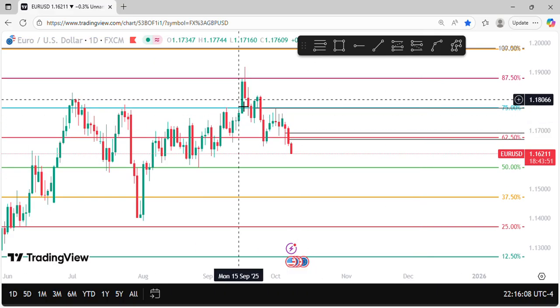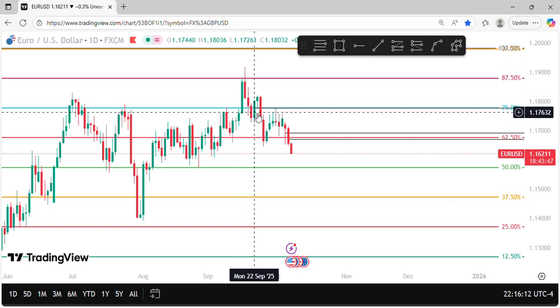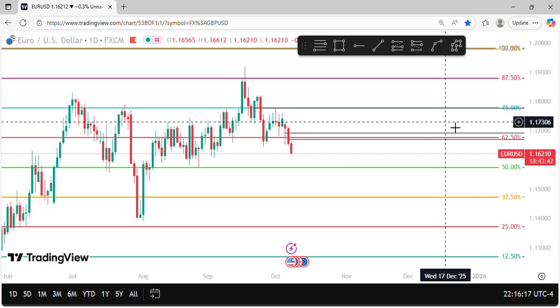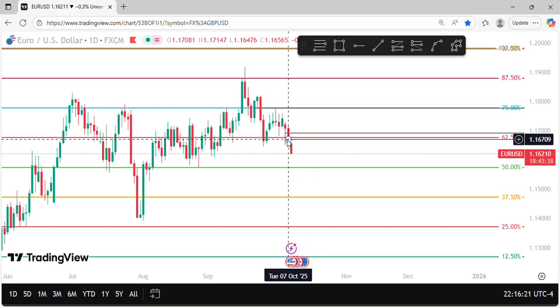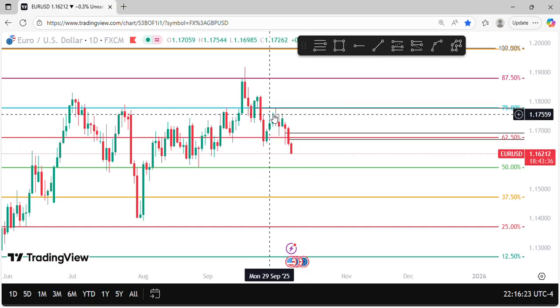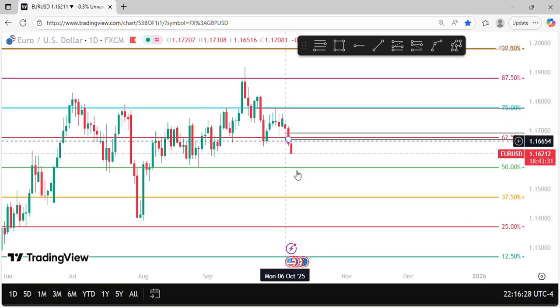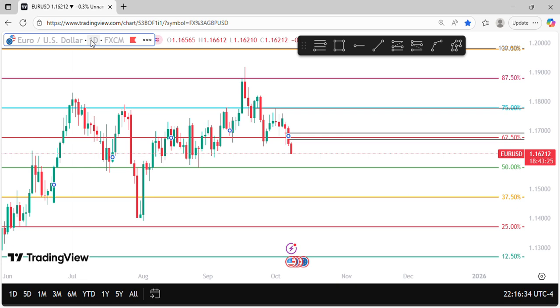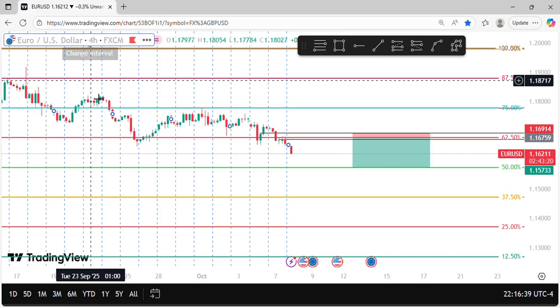We have this inverse fair value gap right here. So we feel that we break down, and then look at where we leave this order block, exactly on the 75 level, exactly on the 75. So we run back into that, and then from there, what have we been doing? Just dropping. Let's go into the 4 hour and then make our final deductions inside there.